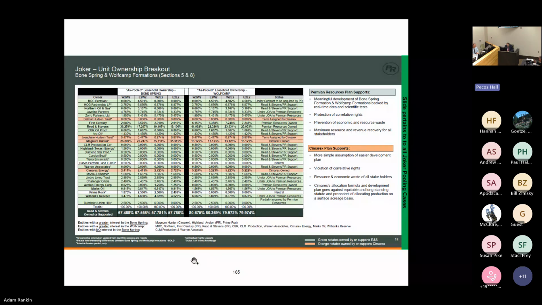Okay. And then looking at the status, it looks like Highland is on Permian side, Avalon is on Permian side, and Prime Rock is neutral. Did I read the status column correctly? Let's see. This isn't my exhibit, so I have to read it as you ask me this question. Yes, I believe that is correct.